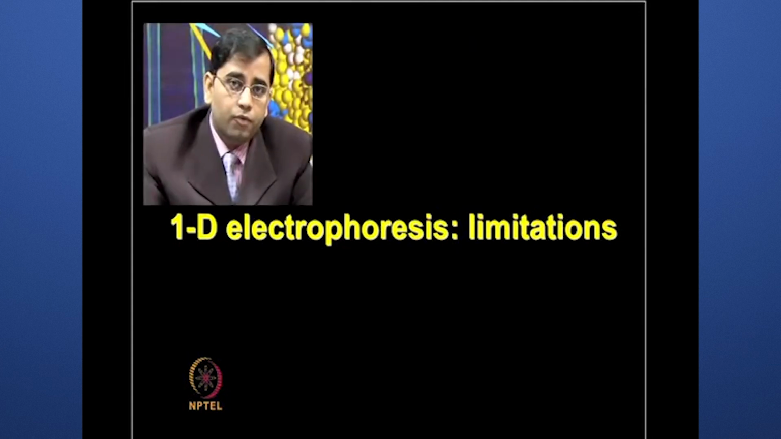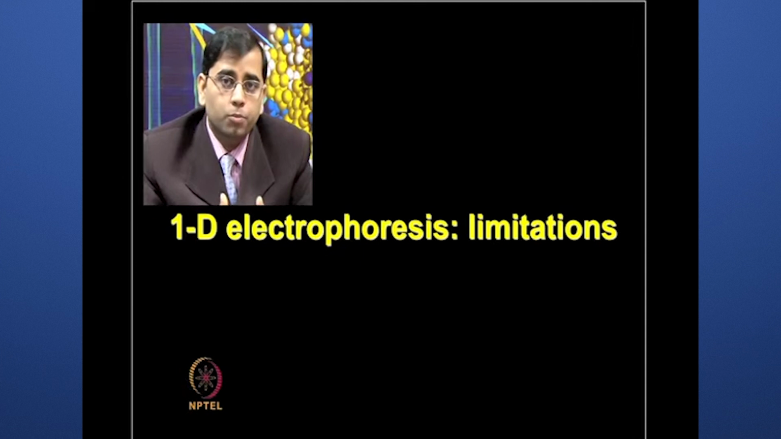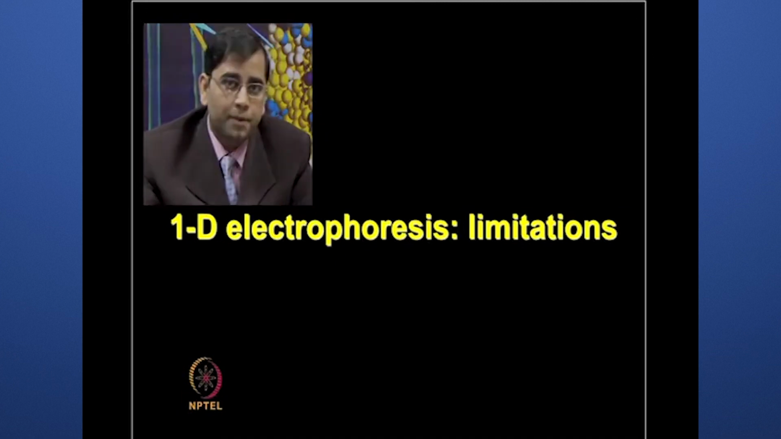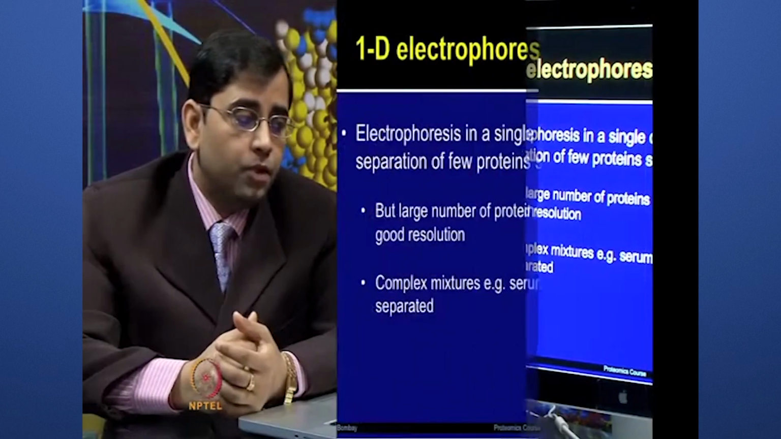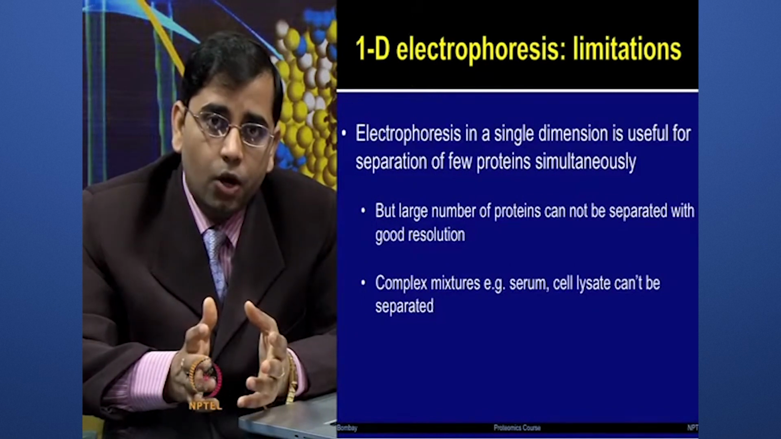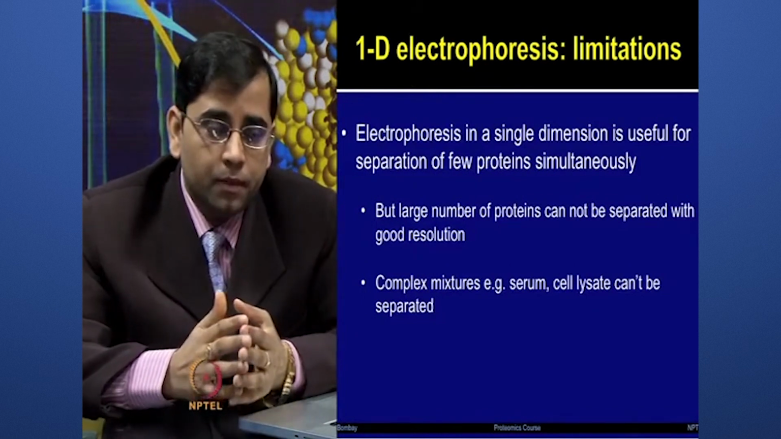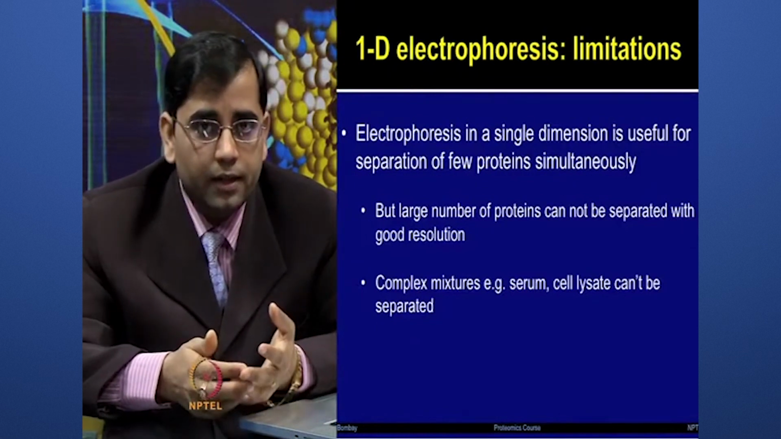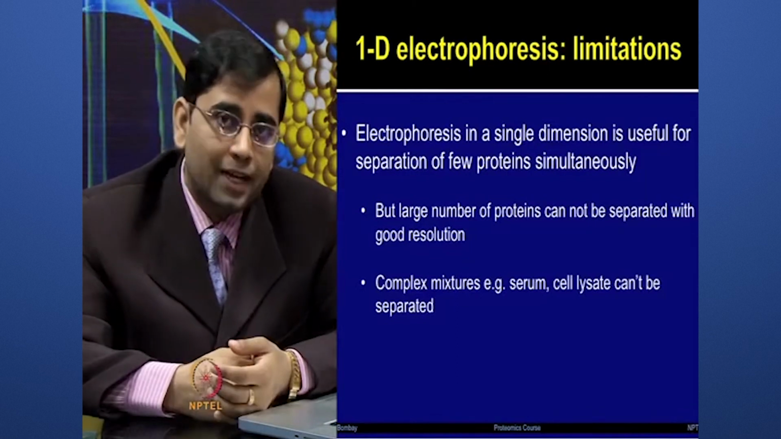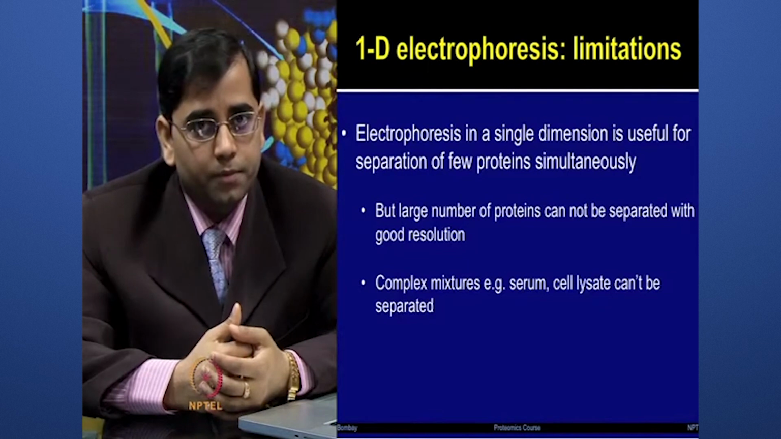However, one-dimensional electrophoresis has different limitations. You cannot separate your complex proteome, the complex protein samples. If you have thousands of proteins and you want to study them, then one-dimensional electrophoresis has limitations. It is useful to separate a few proteins or a simple protein mixture. But when you are studying a complex mixture, then two-dimensional electrophoresis or DIGE, or different types of mass spectrometry based methods will be more useful.